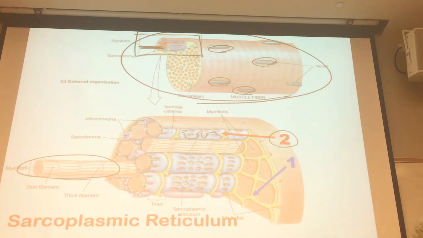Now, you should also notice that there is a series of these funny little tubes coming from the surface of the sarcolemma, extending deep into the muscle cell, and then they're actually also wrapping around the myofibril. But they're only wrapping around the myofibril in very particular locations, okay? So you'll notice that it comes down and it wraps around the myofibril right here. And what are these yellow things? Those are T-tubules.